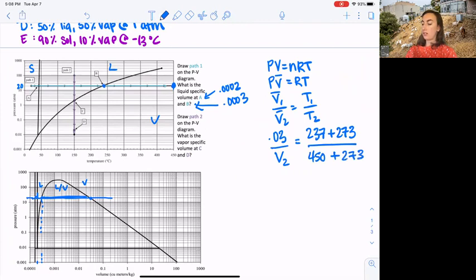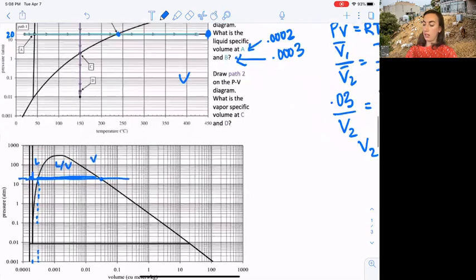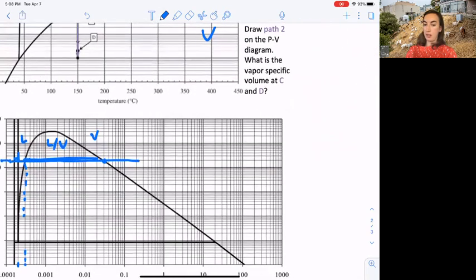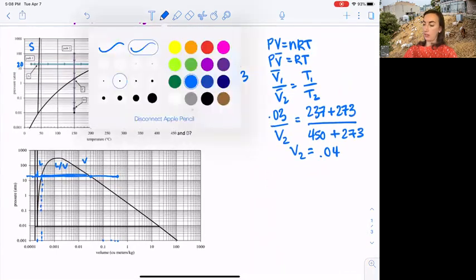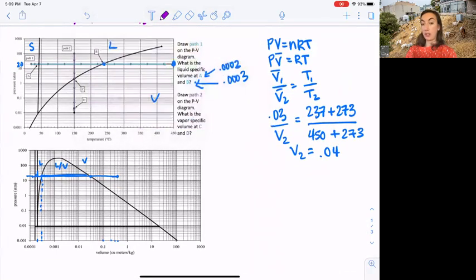And so that lets us solve that V2 is 0.04. And so this line is going to end at 0.4 meters cubed per kilogram. So this is 0.1234. So it's going to end right here. So that's where path 1 ends. Okay, so sorry for that little diversion. Forgot to talk about that before moving to path 2.